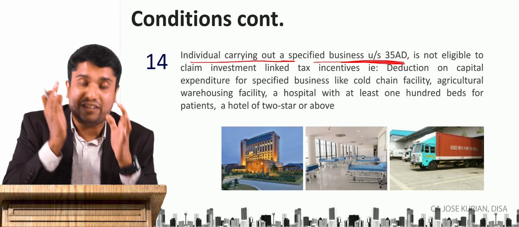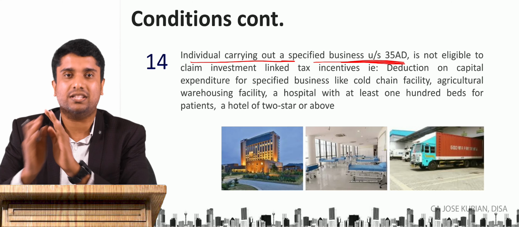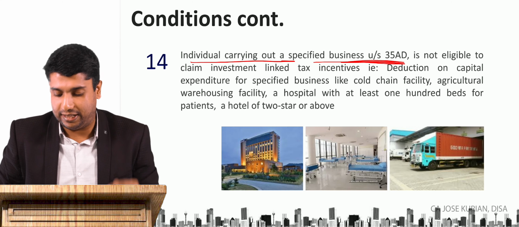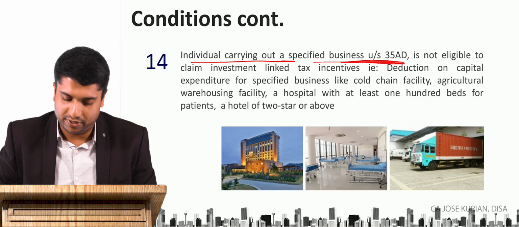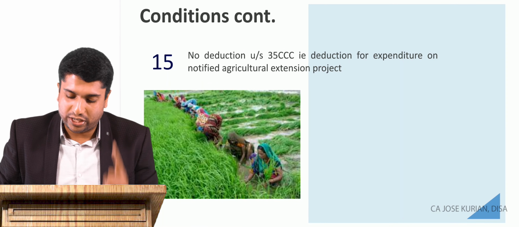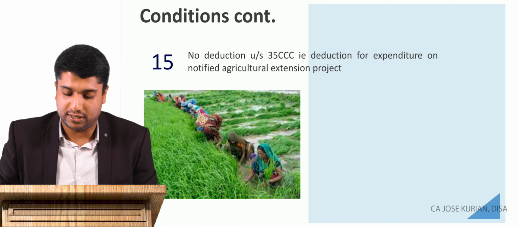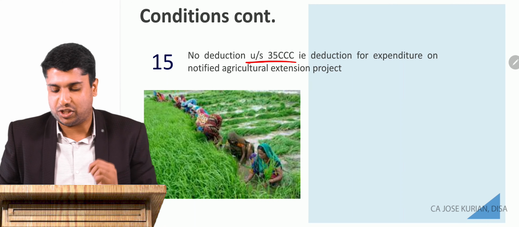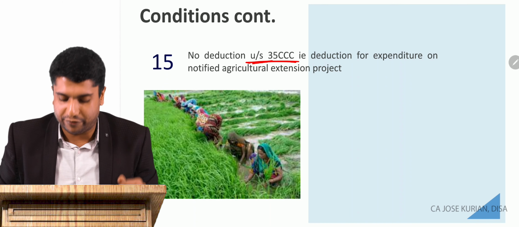That means all the investment linked deductions are gone. Then only you are eligible to take that new slab rates. Then condition number 15, if you are investing in notified agricultural extension project, then normally you are eligible for a deduction under 35 CCC. You have to give it up.